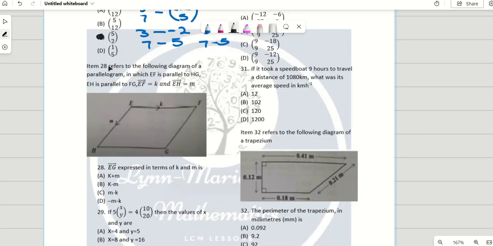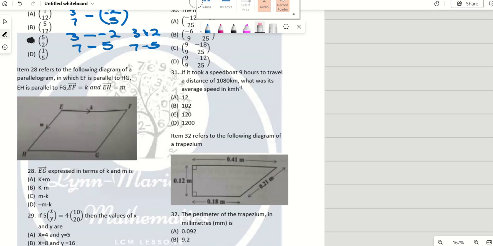Number 28. Item 28 refers to the following diagram of a parallelogram in which EF is parallel to HG and EH is parallel to FG, meaning the opposite sides are parallel. And they told you that EF is K and EH is M. Because of that, HG, from H to G, will also be K. And if EH is M, then F to G has to be going in the same direction as M. They ask you to express EG in terms of K and M.